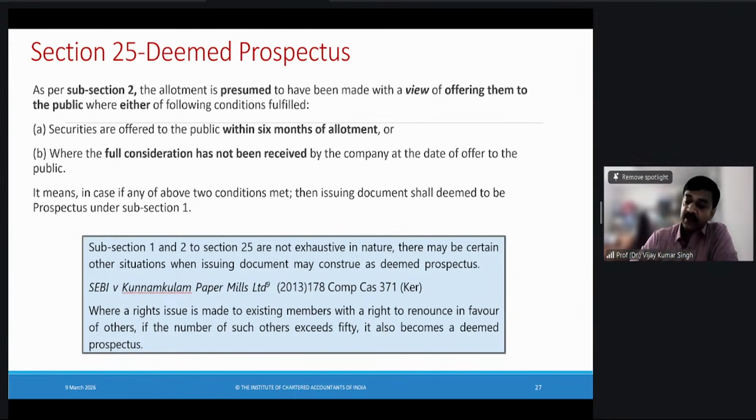We have seen rights issue. Private companies can issue rights issue. So they give a rights issue, and this is a case law which is prior to the 2013 Act, that is the 1956 Act. That is why the limit is 50. Now, what is the limit for making the shares public? Previously, it was 50. Now, how much?